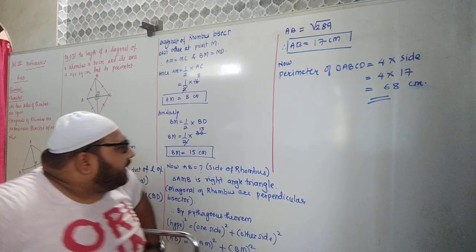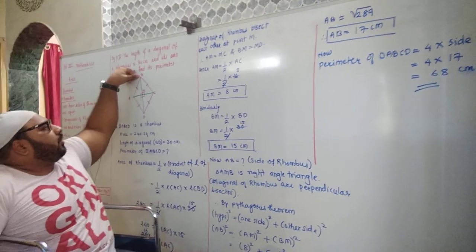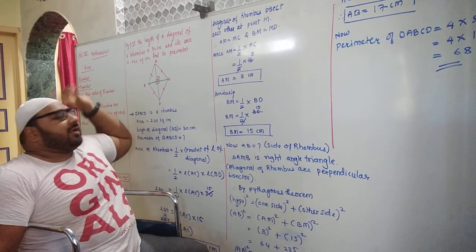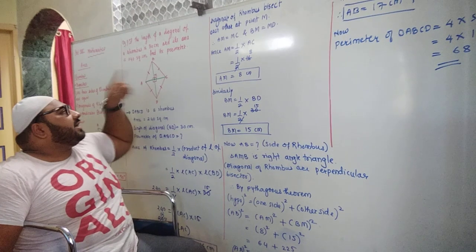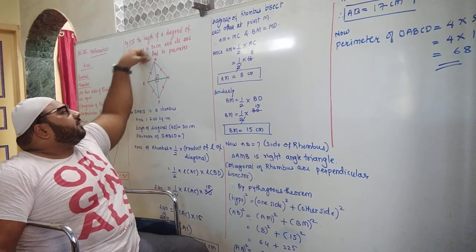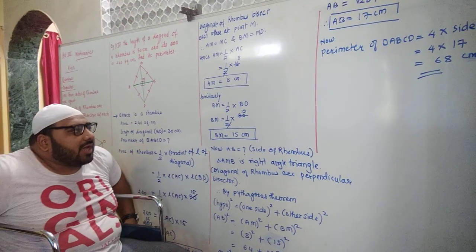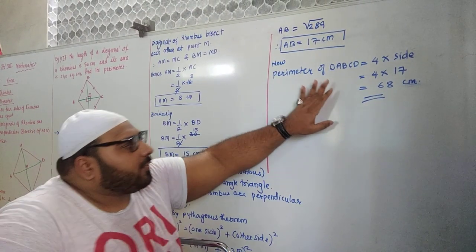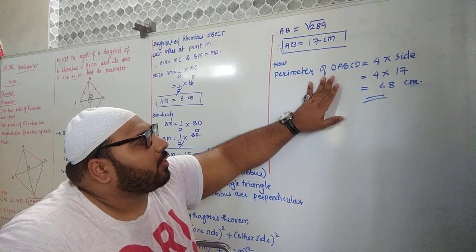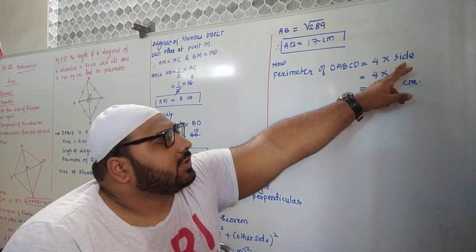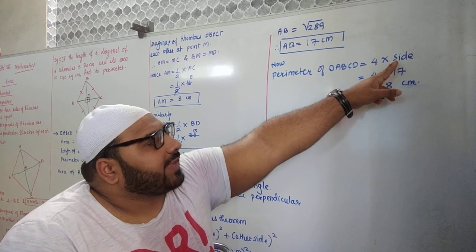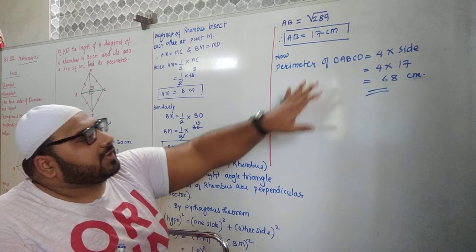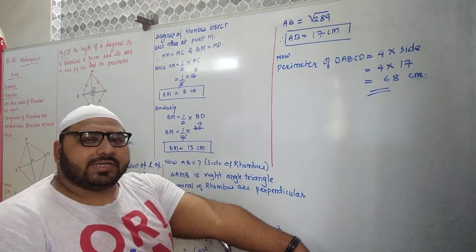Now the length of AB was one of the sides of the whole rhombus. As a rhombus has 4 sides and we have seen its property, all sides of a rhombus are equal. So we have 4 sides, one of its sides is 17 centimeters. So now finally we can find out the perimeter of this rhombus. What is the formula for the perimeter of a rhombus? Perimeter of rhombus ABCD is 4 into side. So we got the value of side as 17. So 4 into 17, we get the answer 68. Therefore the perimeter of this rhombus is 68 centimeter.